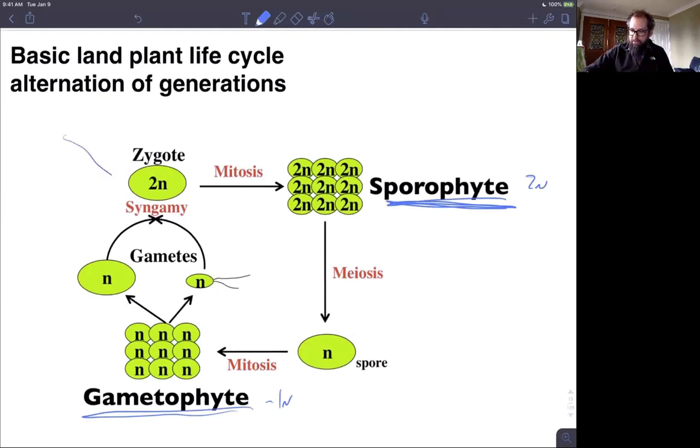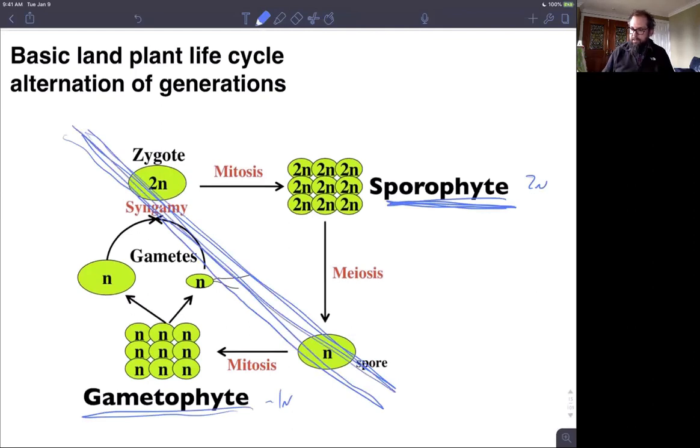And I want to emphasize here that really we have this transition, sorry, I drew that a little bit wonky. It's the transitions that are important. And so we have this transition from diploid to haploid, and that's meiosis that produces our spores. And then we have another transition from haploid to diploid, which is fertilization. And so these are two separate independent parts of the life cycle.